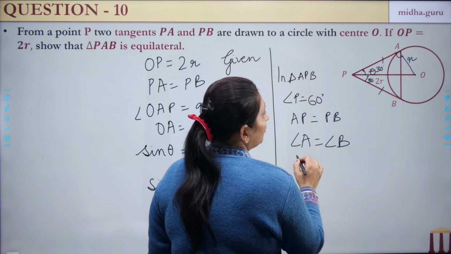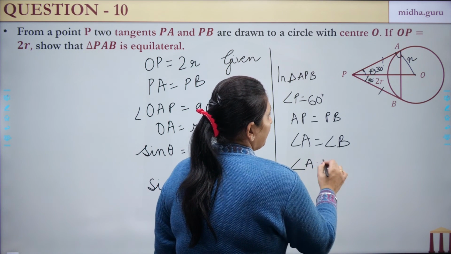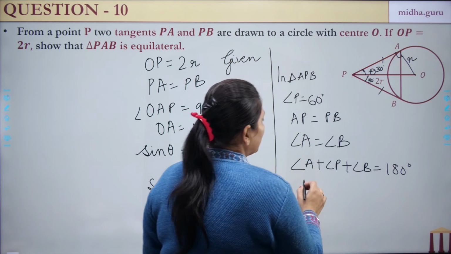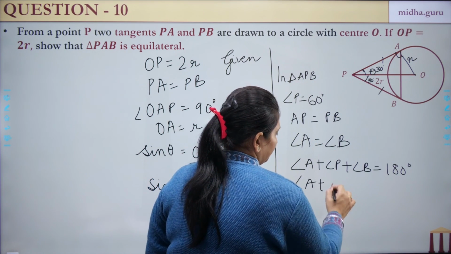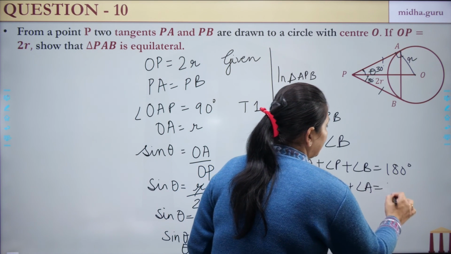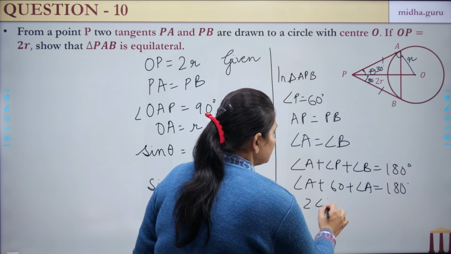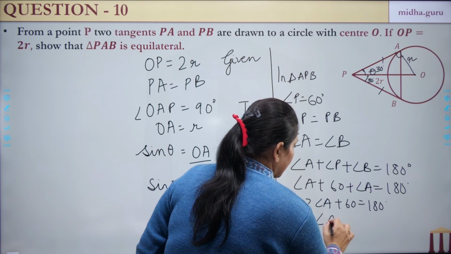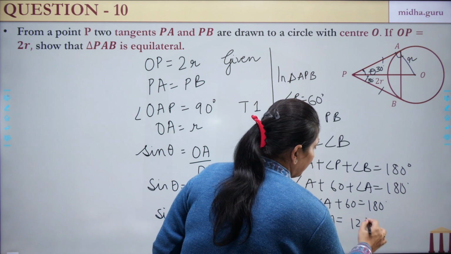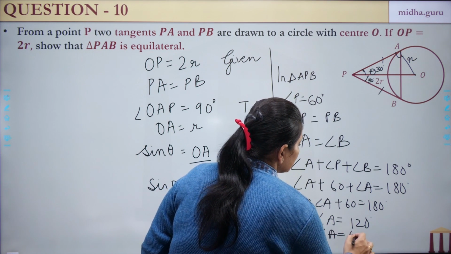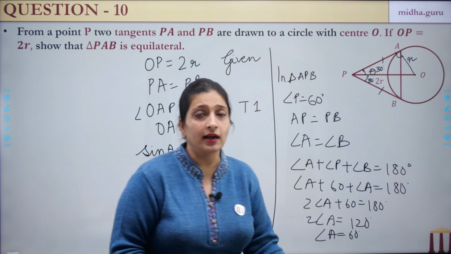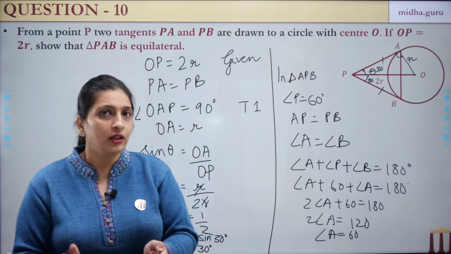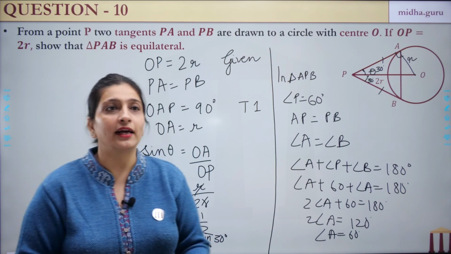So we can write from the angle sum property, angle A plus angle P plus angle B is equal to 180 degrees. We know P is 60 degrees and A and B are equal. So in place of B, we can write angle A. So we are getting 2 times angle A plus 60 is equal to 180 degrees. So 2 times angle A is 120. Angle A is 60 degrees, so is angle B. So we have proved A is 60, B is 60. If all the angles are equal to 60 degrees, it is an equilateral triangle.